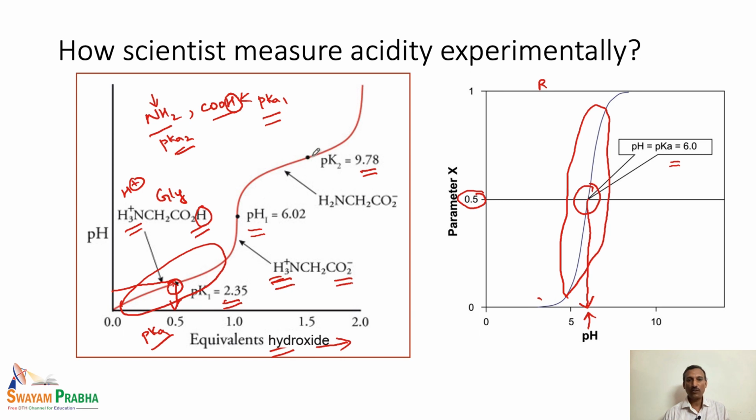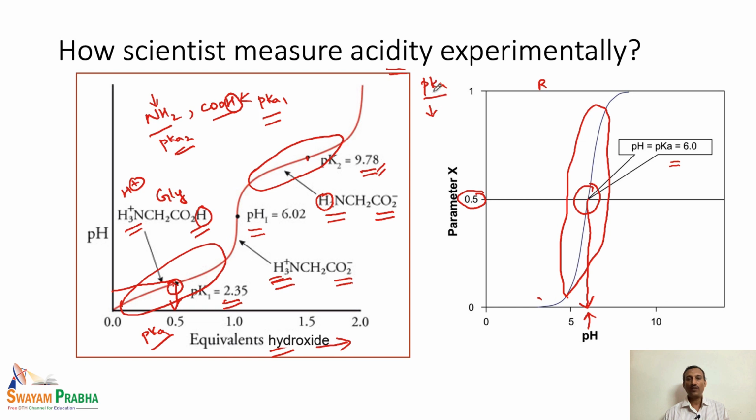When we move to the next higher one, we have the carboxylate anion and the amine is present. The pKa of this particular hydrogen is measured at 9.78. This is the second part of the curve, and in the second part of the curve we are looking at half the height. At half the height the pH is equivalent to pKa. That is the reason for this amino hydrogen we are having the pKa of 9.78. This way we can study the basicity of nitrogen based on the acidity experiments. So, this is how scientists experimentally measure the acidity, and based on the acidity values, that is pKa values, we can say what is the strength of the base.